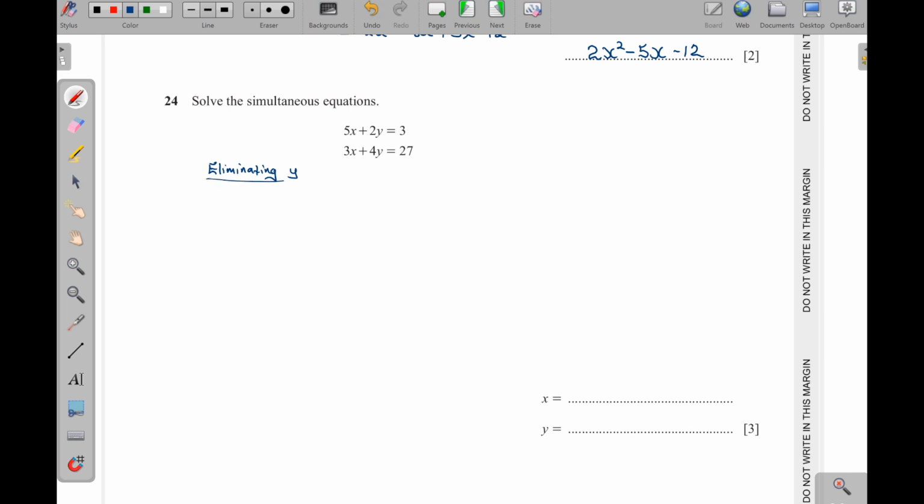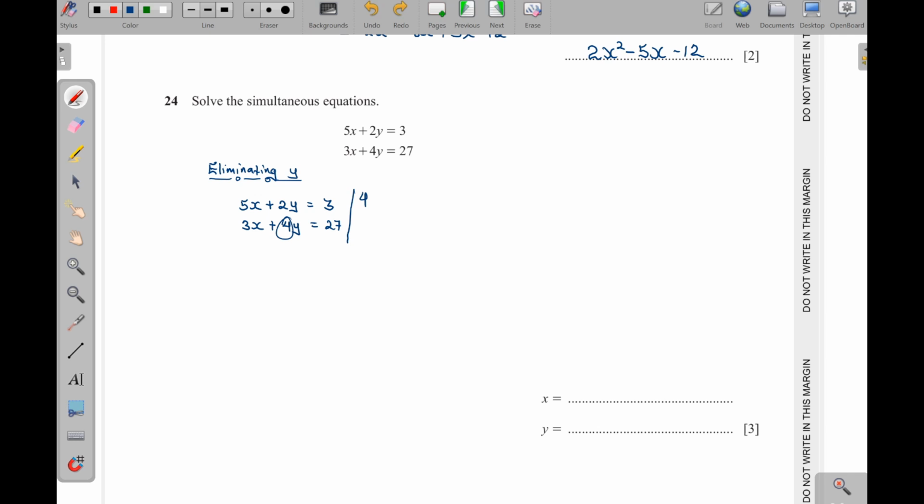Eliminating y. To eliminate any of them, you have to make sure that the coefficients are the same. So here the coefficient is 2, here the coefficient is 4. So I can transform them. I get one equation and then I multiply it with something such that the coefficient is the same. In most cases what people do, the coefficient that is here, they put it here, and this one that is here, they put it here, then they multiply through.